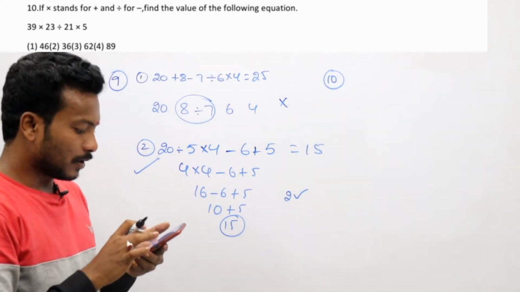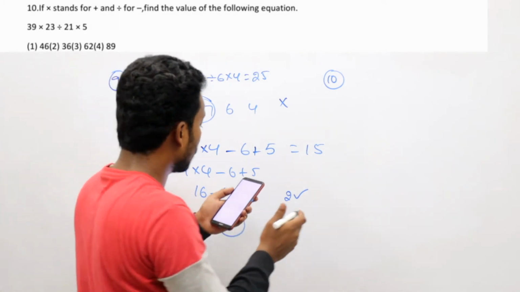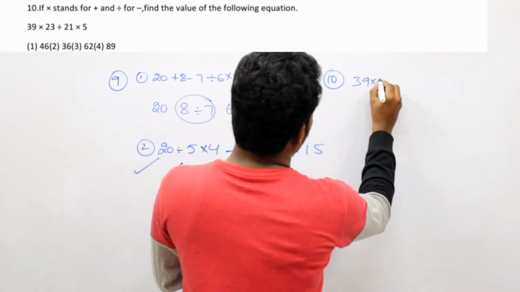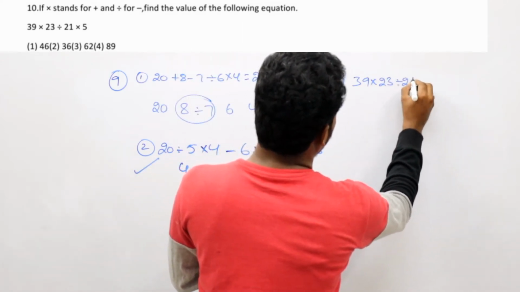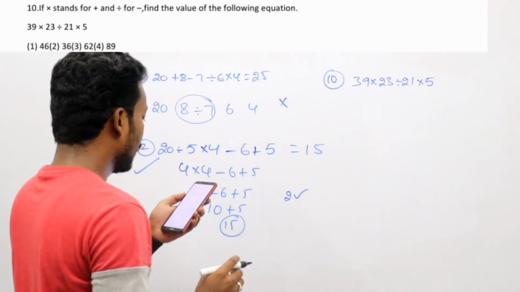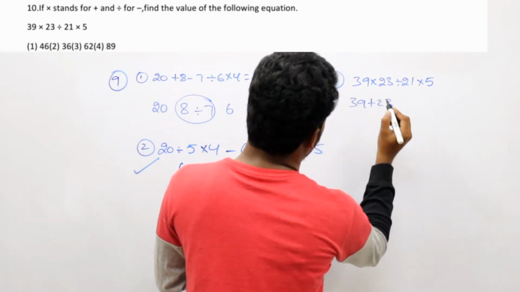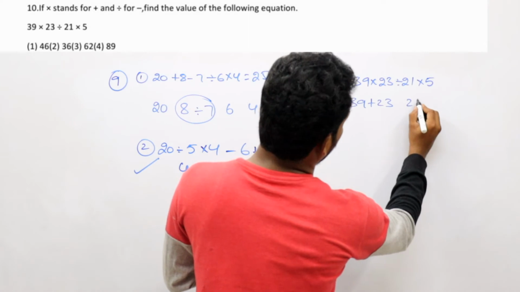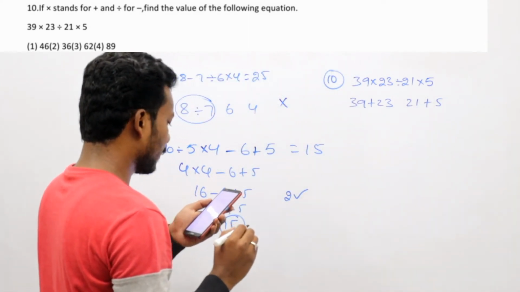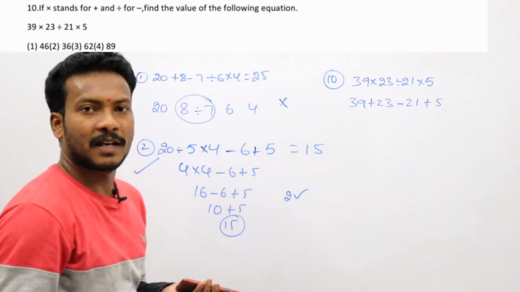Now the 10th question is asking for substitution. What is it? 39 into 23 divided by 21 into 5. Right. Now into stands for plus, and here also into stands for plus. Now only division is there. Into stands for plus and division stands for minus. Only plus and minuses are there.